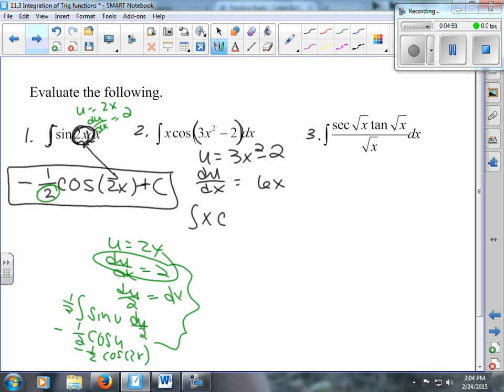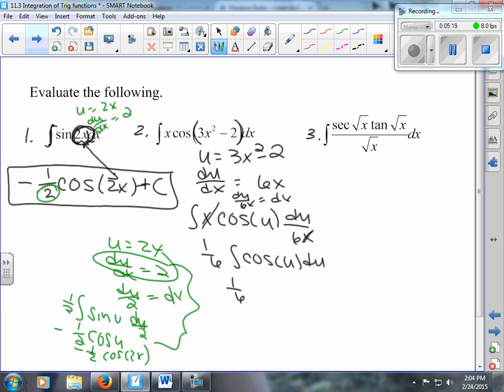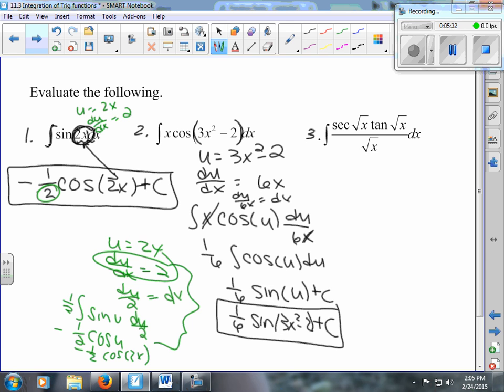So this would change to x times the cosine of u, and dx would revert to, I forgot to solve, du over 6x. And notice the x's did cancel like I thought they should. And I have 1/6 integral cosine of u du. And the antiderivative of cosine is sine. And so our answer here is 1/6 sine of 3x squared minus 2 plus c. So that one, yes, do the u substitution, don't do the shortcut.